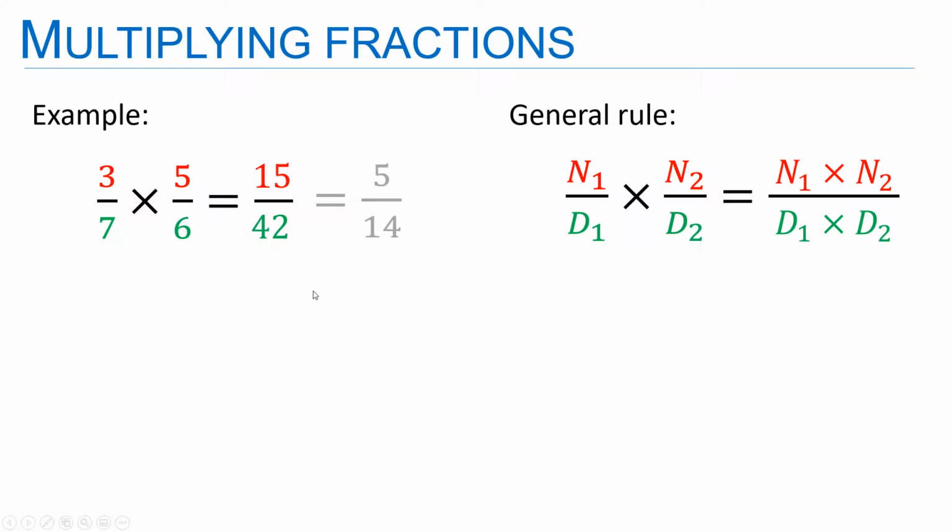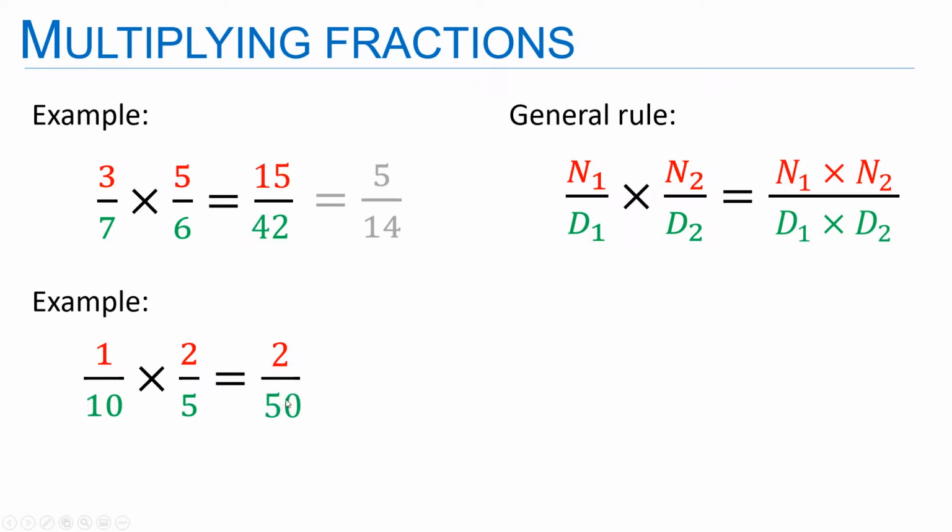I'll show one more simple and one more complicated example and then end with 3 practice exercises. Can we multiply 1 over 10 by 2 over 5? Yes, we can do that. The new numerator will be 1 times 2 is 2, and the new denominator is 10 times 5 is 50. And we can simplify this because both of these numbers are even, and we get 1 over 25.